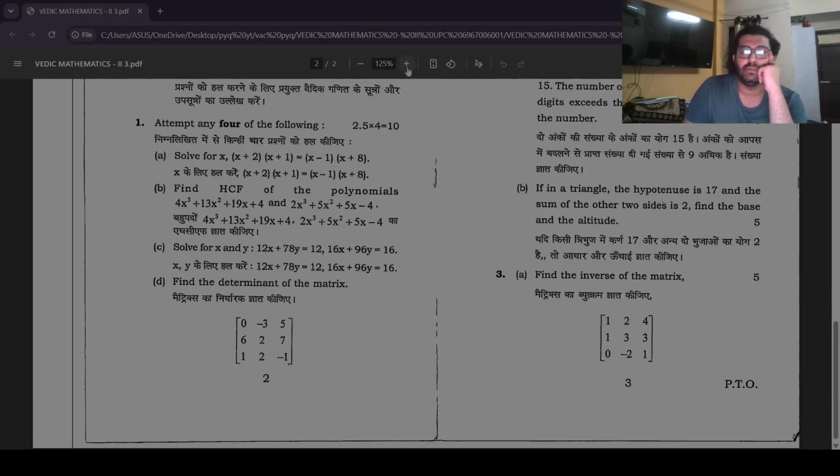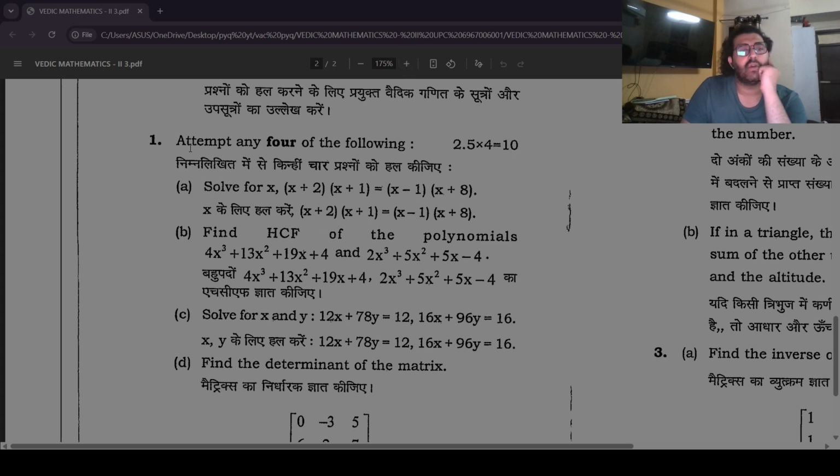Okay, so let me just do my code. Okay, question number 1, attempt any 4 of the following. Here, solve for x. Here's the quadratic question. I'm not going to read it. You guys can just see it on the screen.